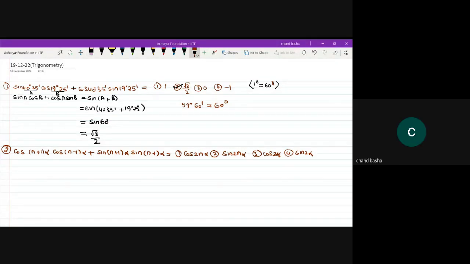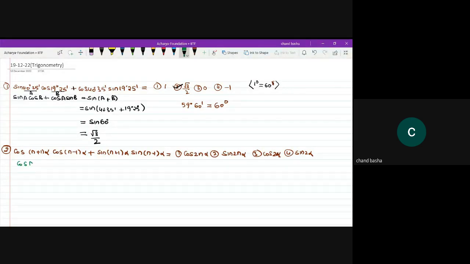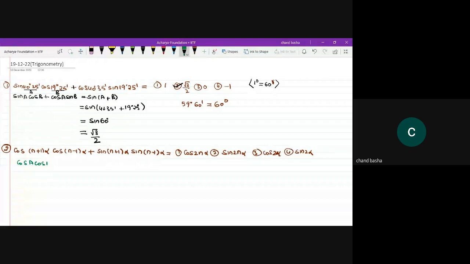I'll ask you one by one, because if all of you speak at once we cannot hear what you are saying. Rohan, Ritvik and Manogna said that it is cos of A minus B. So let's observe if you are perfect in the formulas. Cos A cos B plus sin A sin B.